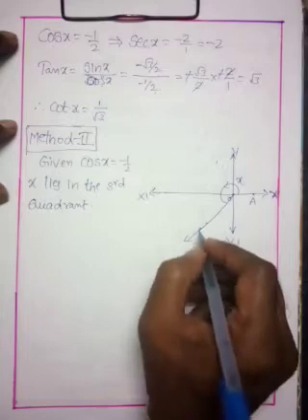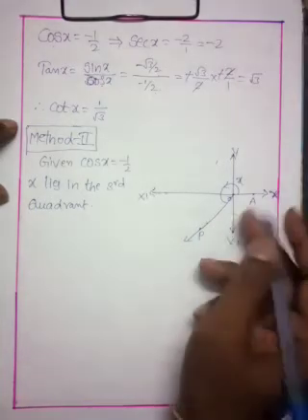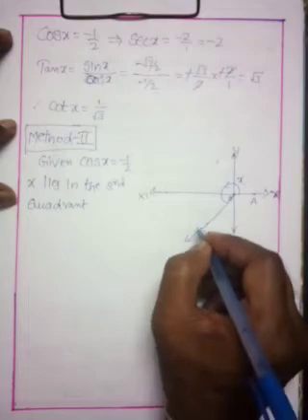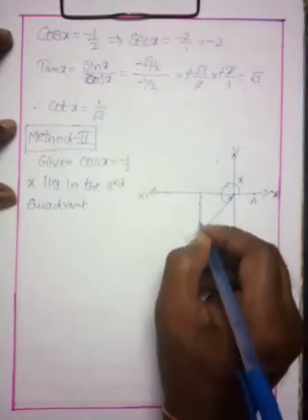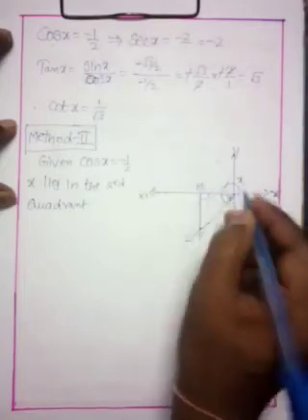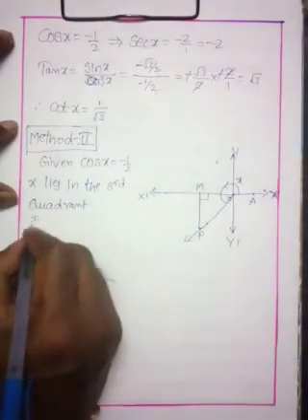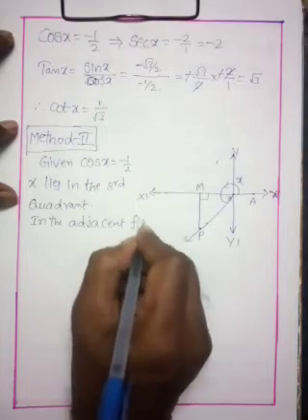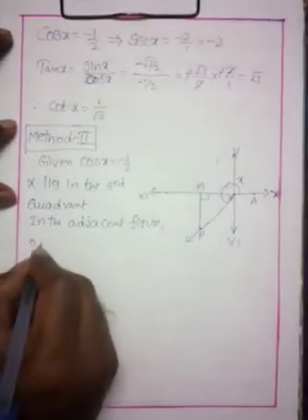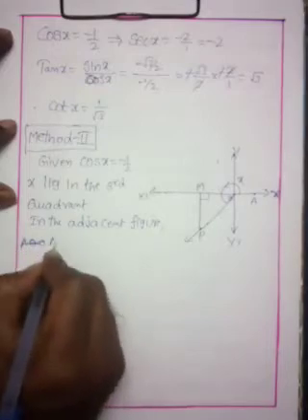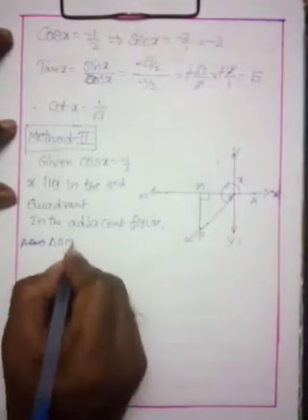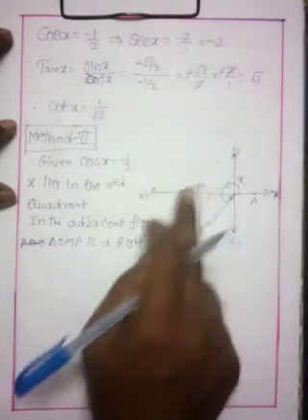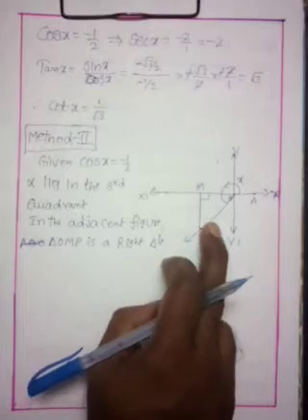So let us take a point P. I told you we have to assume any point on the terminal side of this angle, and we have to draw a perpendicular line. Then we get a triangle of reference. Here in the adjacent figure, triangle OMP is a right triangle. Understood this point, my children? This is a right triangle. This is the triangle of reference.